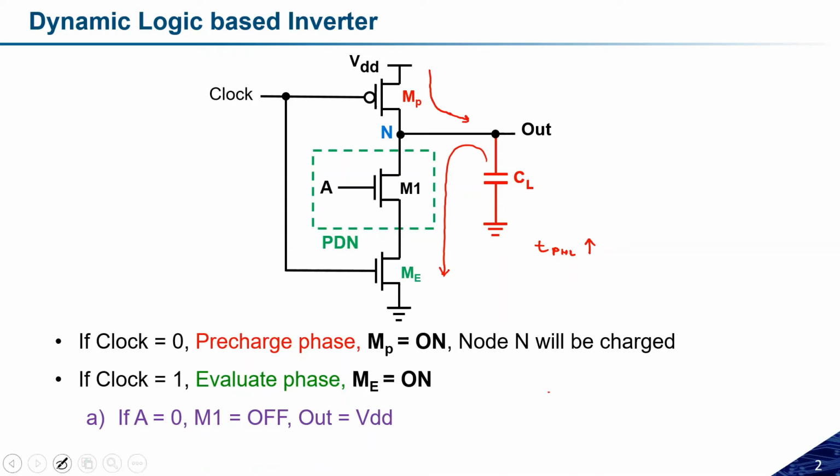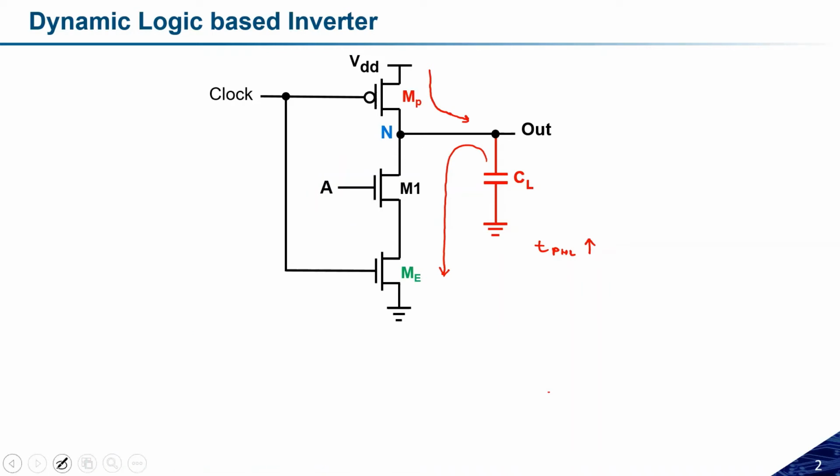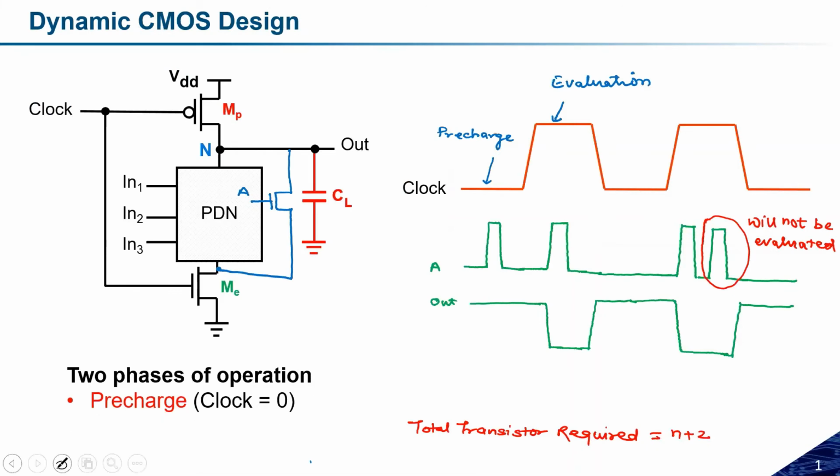So let me go back to the previous slide so that I can answer that question. Here, you're absolutely correct. Suppose I have made some change in the input during the evaluation phase, and if I want to make another change in the input, that will not be evaluated because the evaluation phase is still valid.